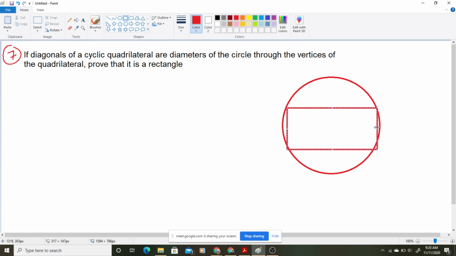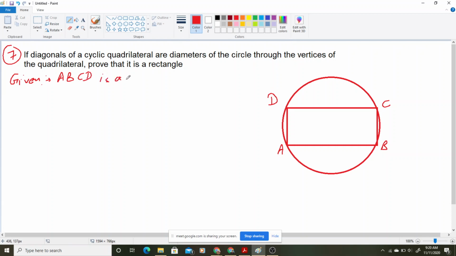Okay, see, I have drawn the figure. Okay, this is the quadrilateral we are given. A, B, C, D. This ABCD is the quadrilateral. So in the given part you will be writing A, B, C, D is a cyclic quadrilateral. Cyclic, क्योंकि सर्कल के अंदर है तो cyclic लिखोगे. ABCD is a cyclic quadrilateral.